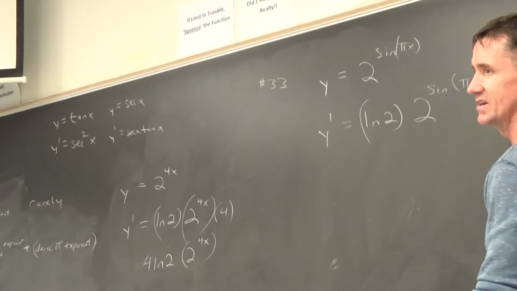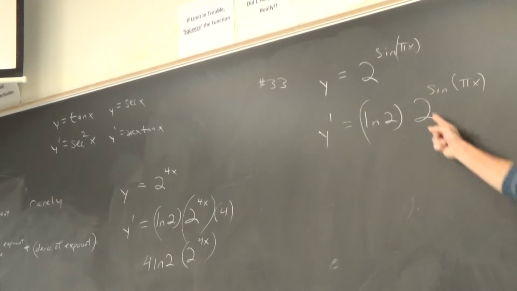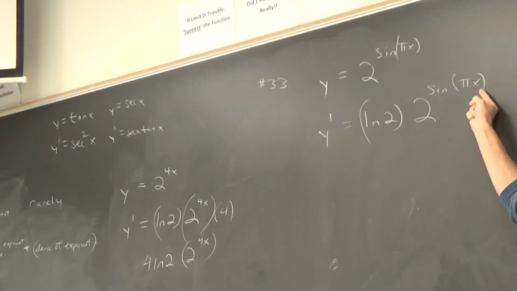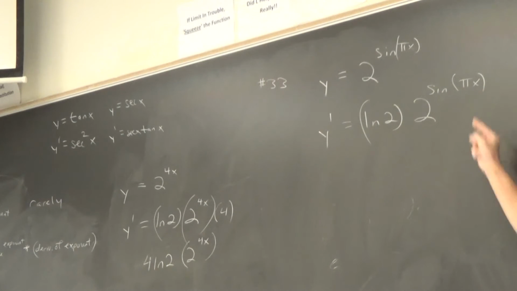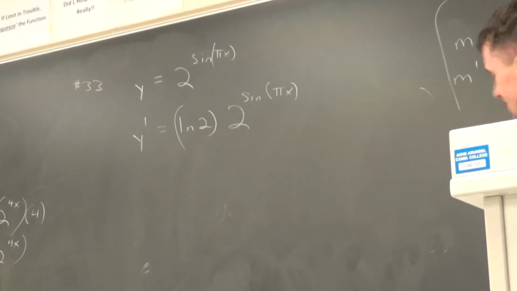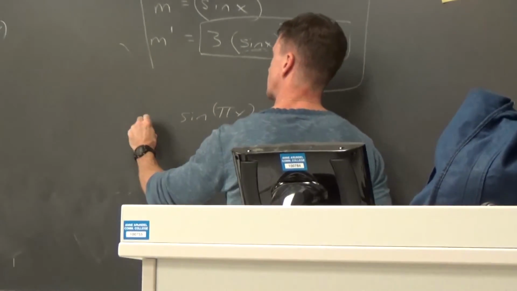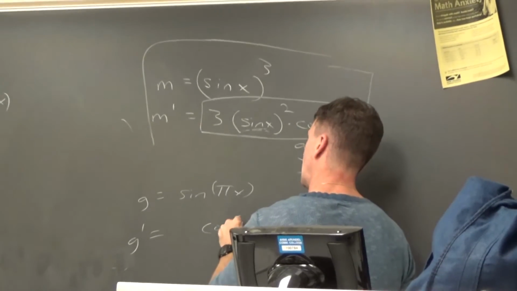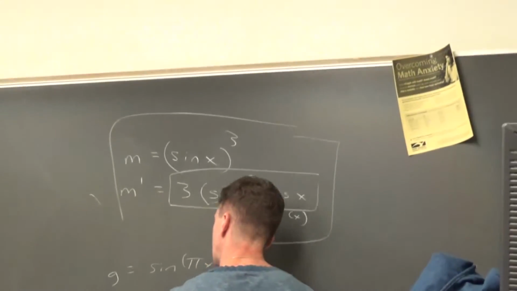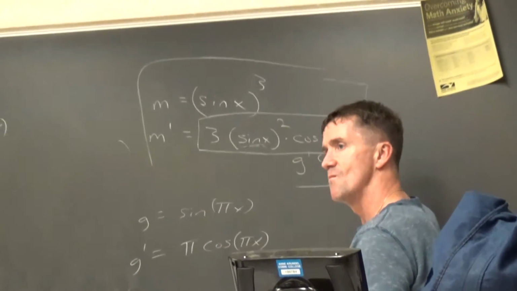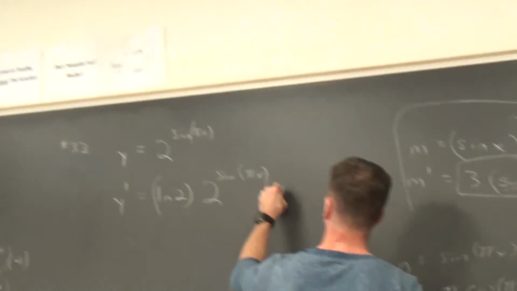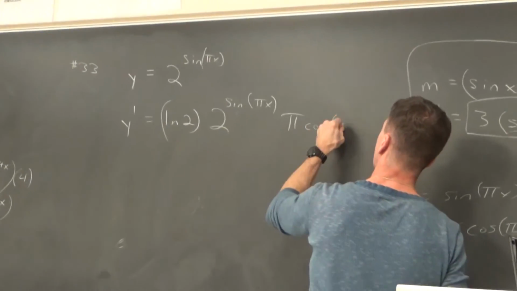Now here comes the chain. There's your g. What's the derivative of sine of pi x? It's just like that one earlier, right? Sine of pi x, that's your g. What's g prime? Cosine pi x, times the chain, pi. Here it is: pi cosine pi x.